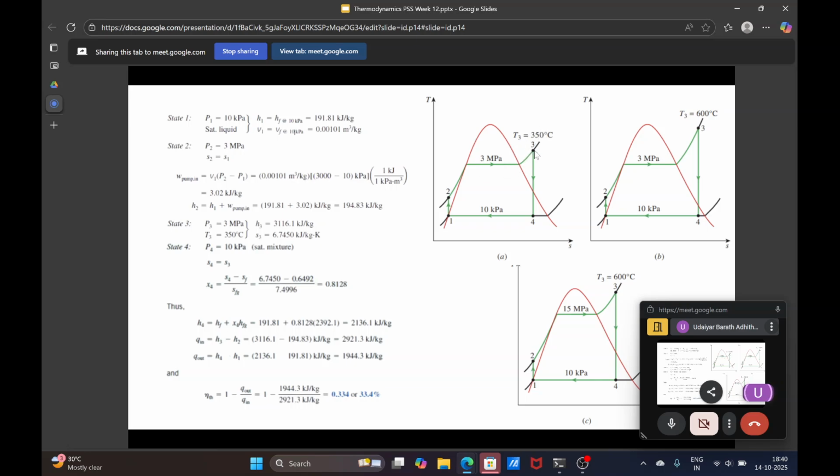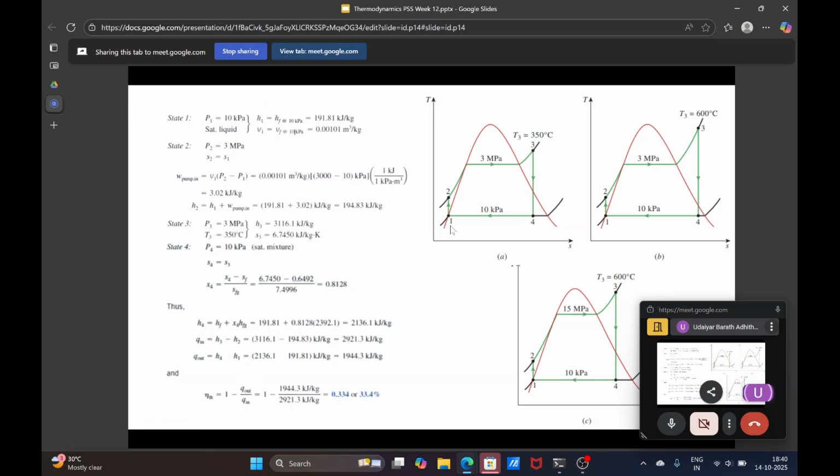So pressure is 3 megapascal and temperature is 350 degrees Celsius. We can find the enthalpy and entropy at state 3, and once we know the entropy at state 3, the entropy at state 4 is straightforward. S3 and S4 are the same, and using the entropy at state 4 we can determine the quality, and using the quality then determine the enthalpy. So that's the process to determine all the state points, and that's what has been listed here.